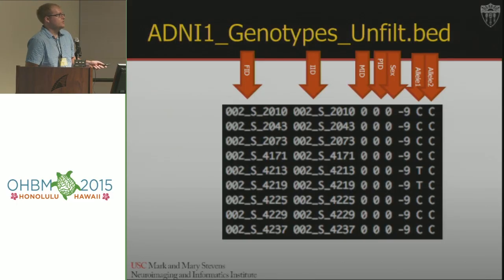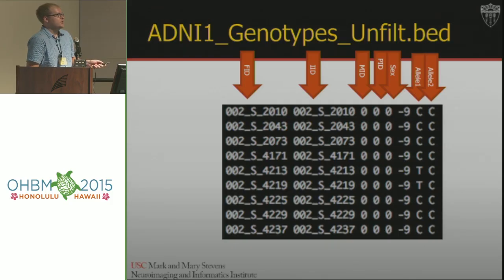This is a basic breakdown of what the bed file will look like. The first column is the family ID. The second column is the individual subject ID. The third is the mother's ID, father's ID, and the fourth, the sex, the phenotype, and then allele 1 and allele 2. This will obviously be different by study and things like that.